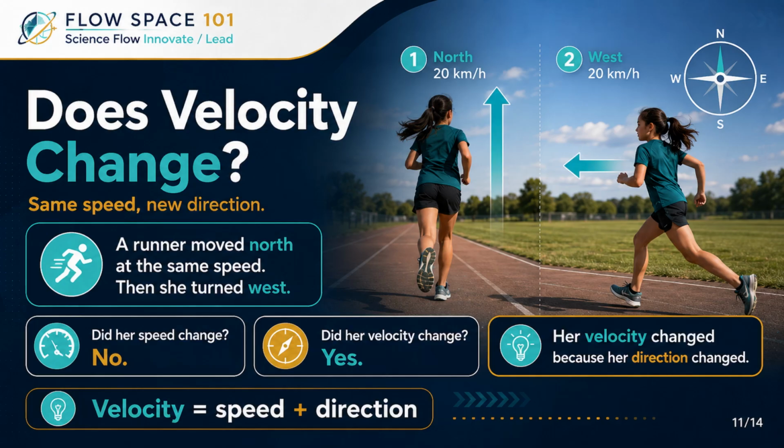Let's look at this example. A runner moved north at 20 kilometers per hour. Then she turned west at the same speed. Did her speed change? No. Her speed stayed the same. Did her velocity change? Yes. Why? Because velocity includes direction. When the direction changed from north to west, the velocity changed too. So remember, velocity changes when speed changes or direction changes.